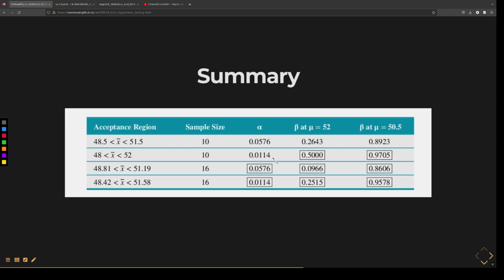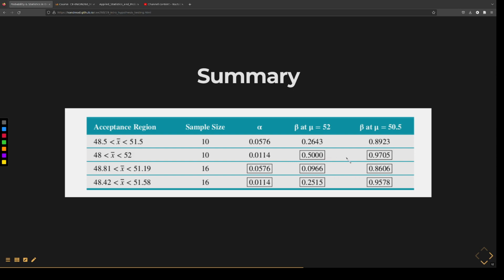Similarly to this, we see that the probability of the type 2 error also increases dramatically from 0.5 to 0.9705. And again, this assumes that we are keeping the sample size the same. So now you see that the bounds of the critical values of the acceptance region got larger, and by them getting larger, we see that the alpha actually was reduced.